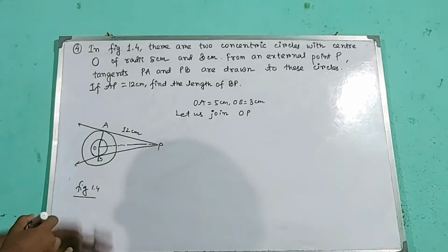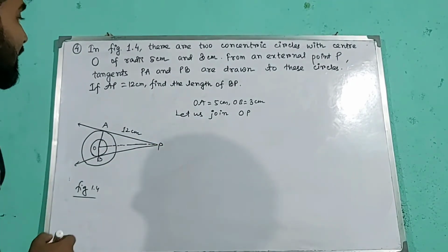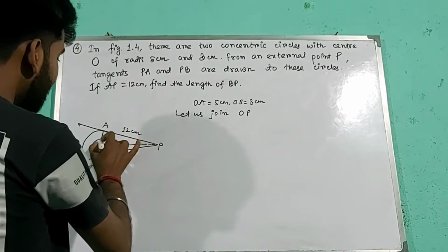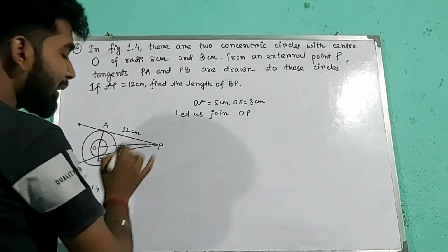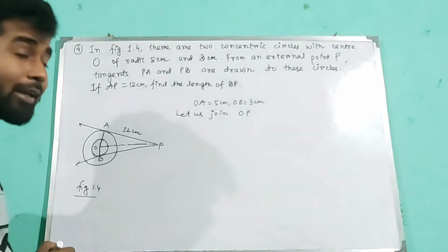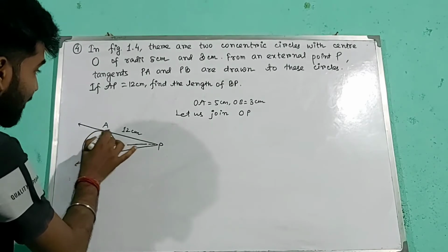Okay. I have joined OP with a dotted line. Now see, OA is 5, and AP is already given. So AOP is a triangle, and it will be a right triangle. Why? Because OA is perpendicular to AP.